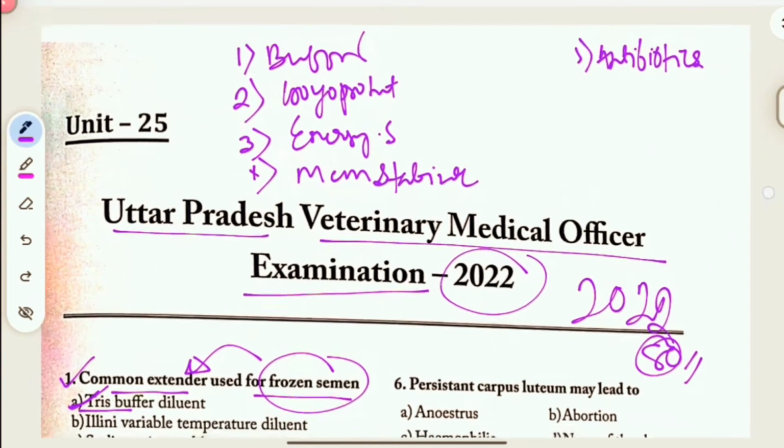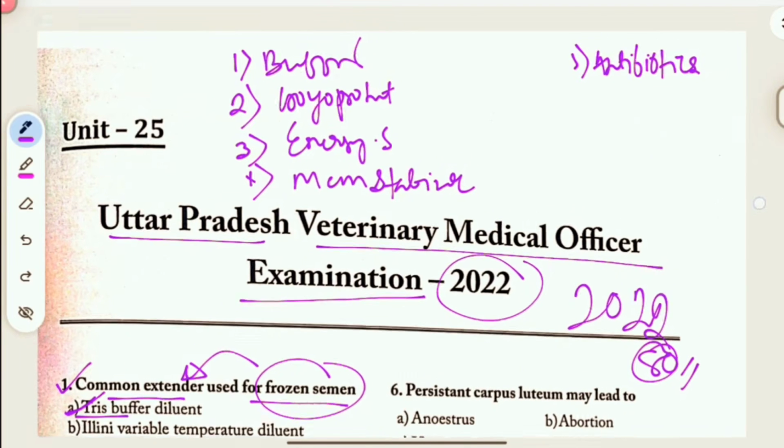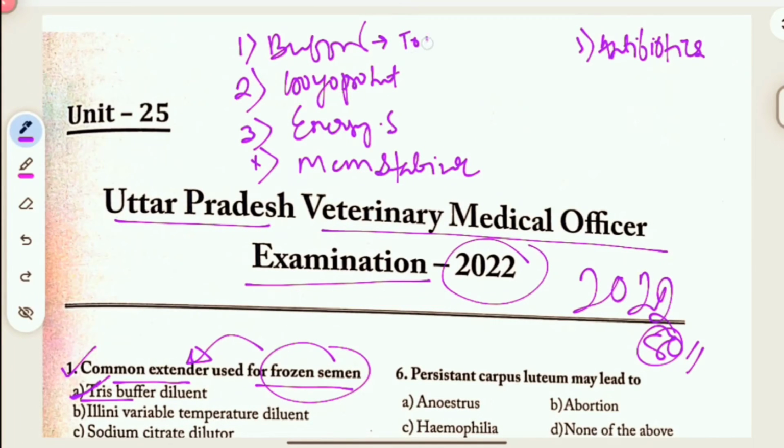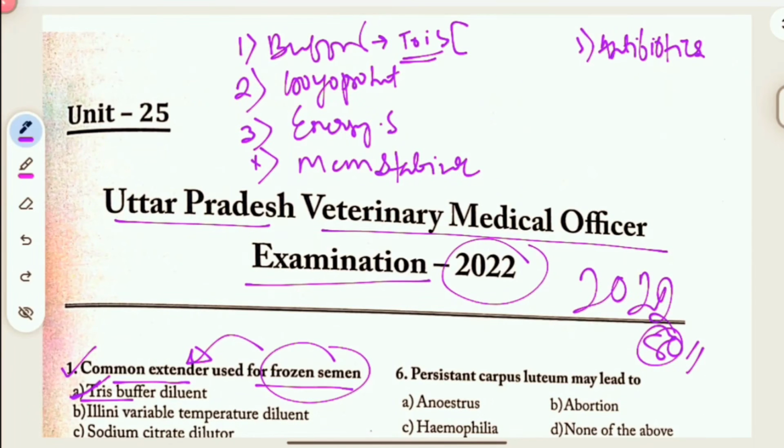So we will discuss the components of tris egg yolk glycerolated extender. The buffer used is tris, which is the common name for hydroxymethyl aminomethane. This is the buffer which is used in the extender.